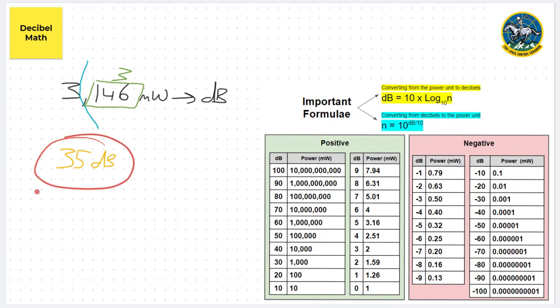Hopefully this makes sense. In the next video that we do, we're going to get into how to do conversions with negative dB. So we'll basically be looking at this side of the chart here. So just tune in for that video.